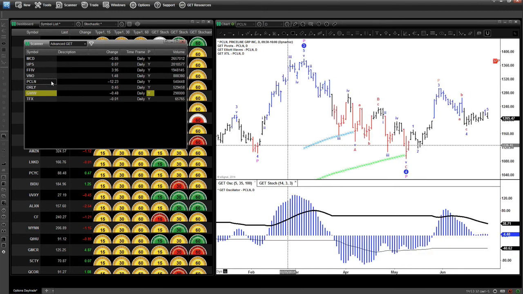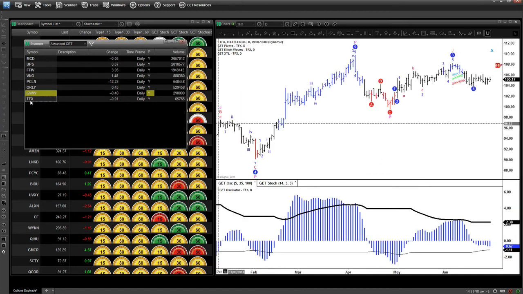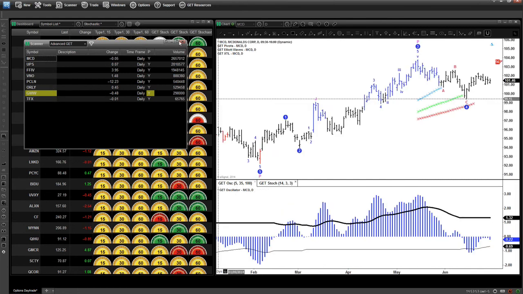Priceline on a daily chart. Priceline actually is already in progress. We would have gotten into it around 1160. TFX, Teleflex. Okay, wave 4. We are right on that red channel. It's approaching the ending point, but it's right there. McDonald's. Okay, McDonald's is working its way back up to a type 1 into the wave 5.